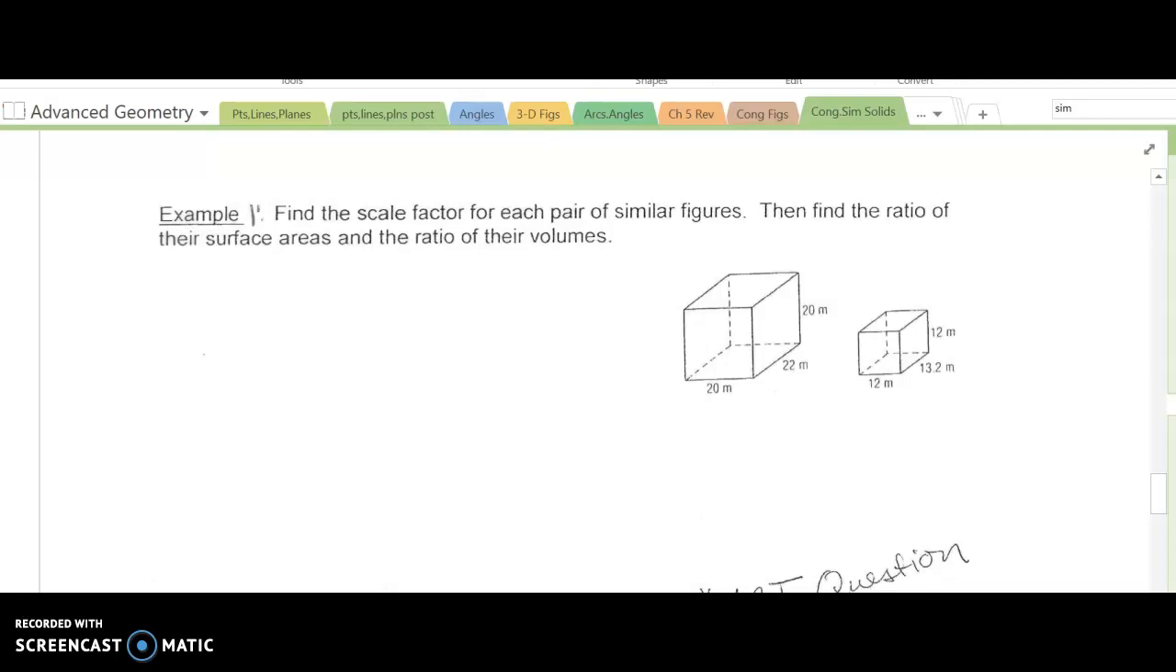Okay, so here we are on example 1. Find the scale factor for each pair of similar figures. So number one thing that we have to find is the scale factor. And remember with me, the scale factor is basically the same term as similarity ratio, or the side to side ratio. These are all kind of the same idea.